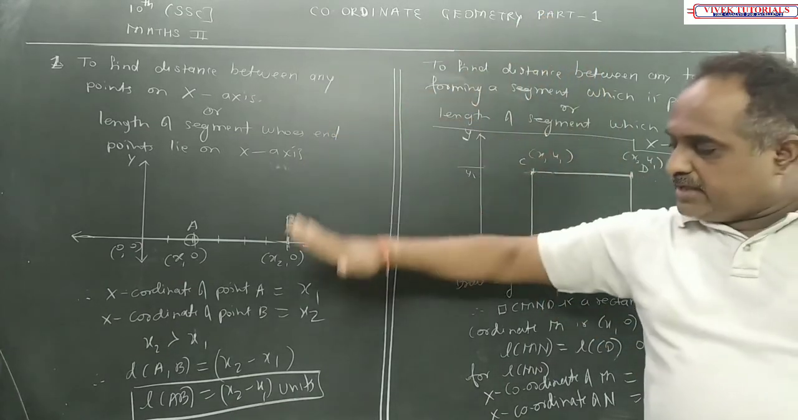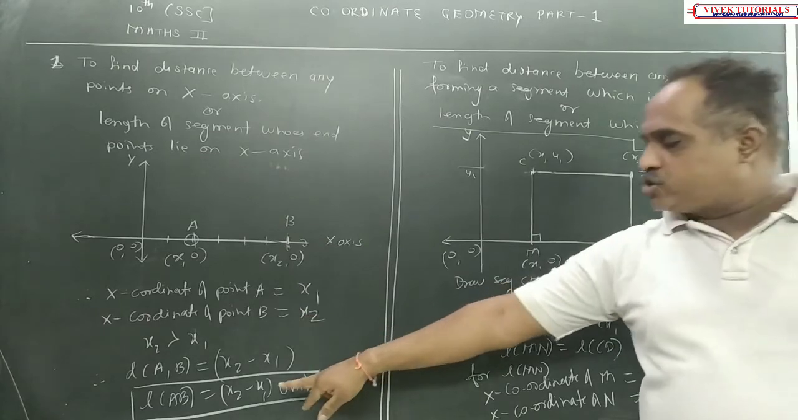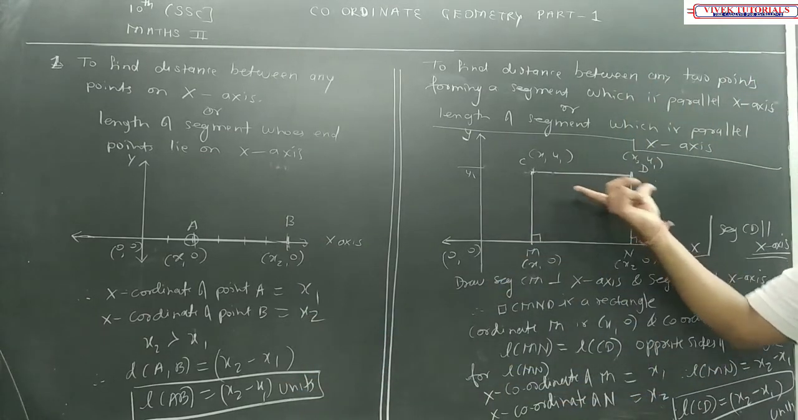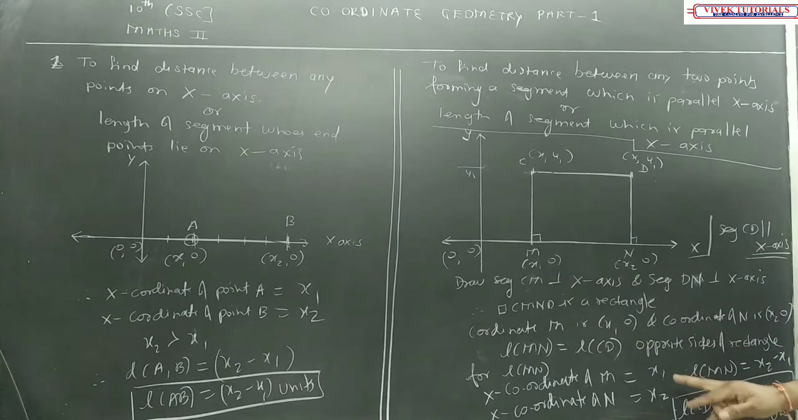Either the segment is on the x-axis, then also it will be x2 minus x1, or a segment which is parallel to x-axis will also find out the distance. We are going to apply the same formula, x2 minus x1. Students, these are the very basic things.